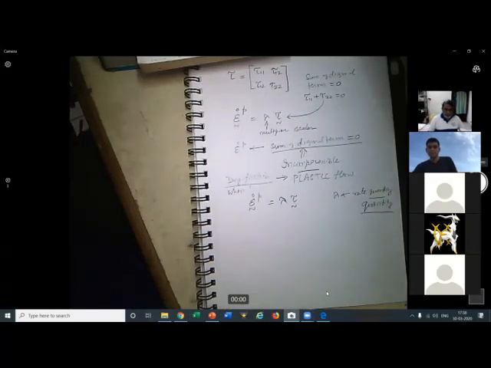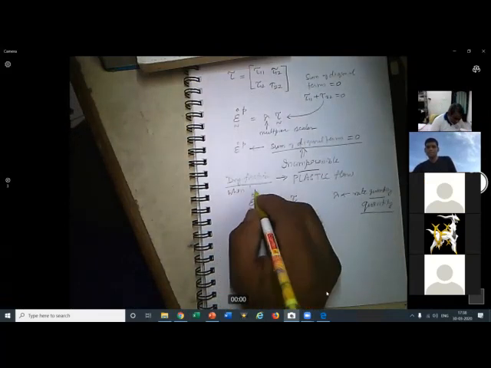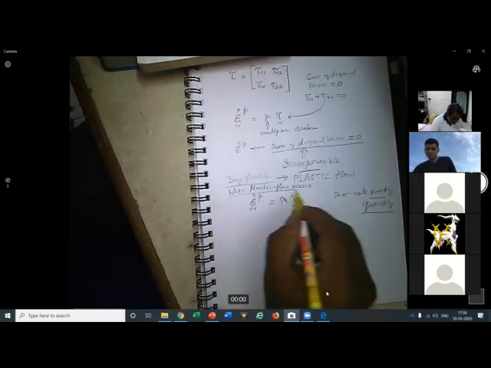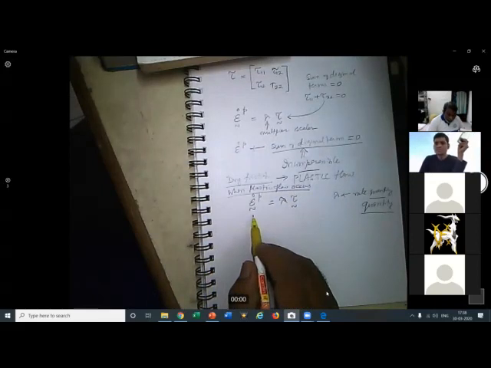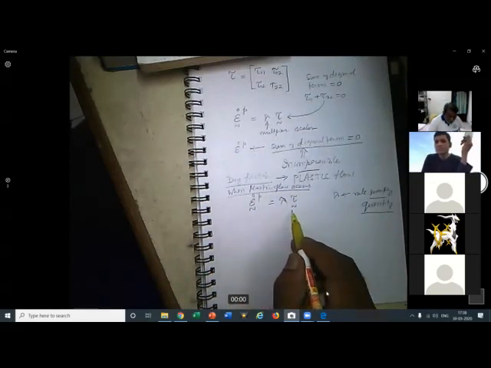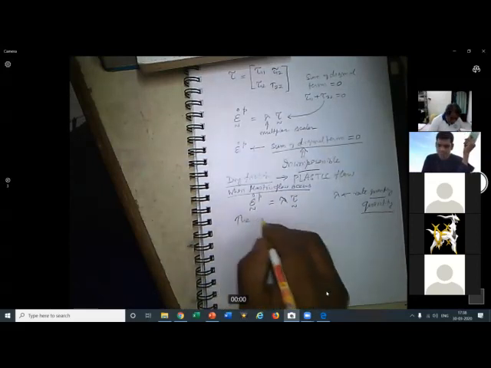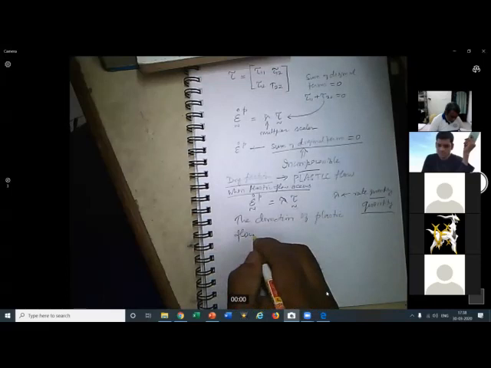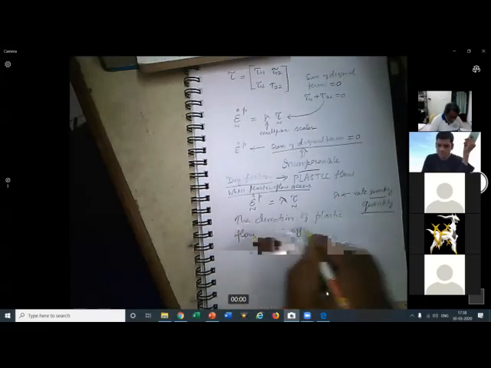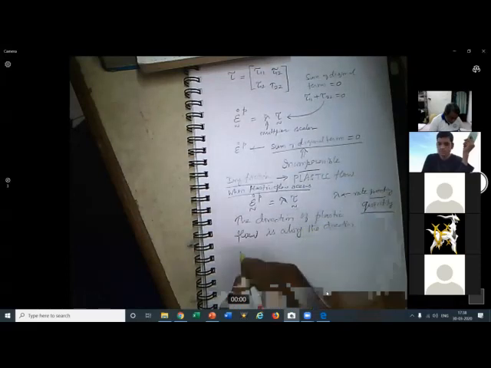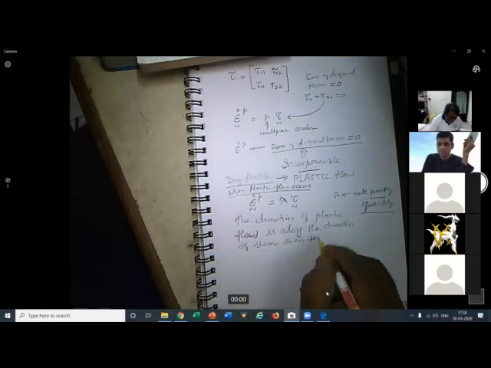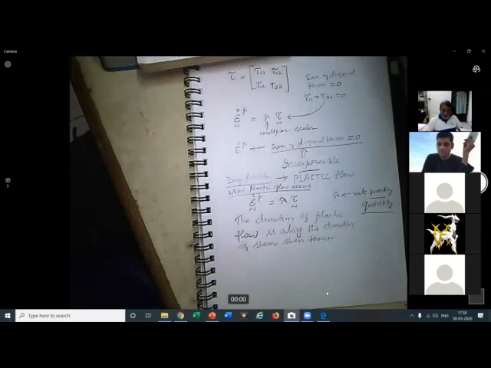So when plastic flow occurs, the direction of plastic flow is along the direction of shear stress. So far, okay? Yes, sir.